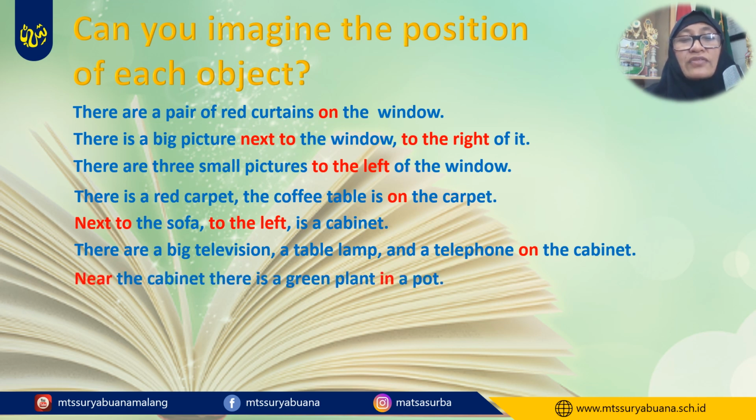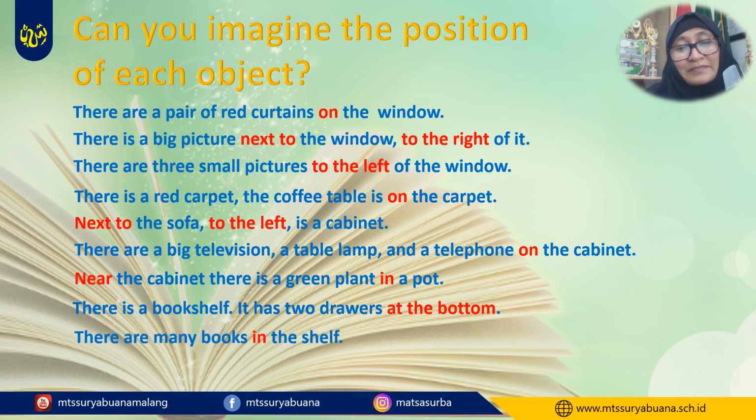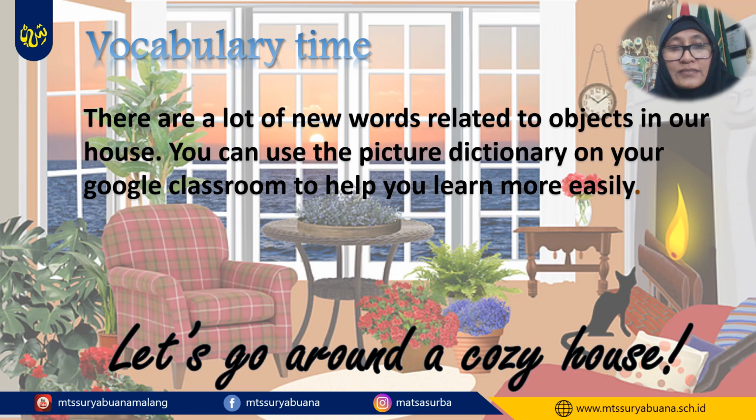Near the cabinet, there is a green plant in a pot. There is a bookshelf. It has 2 drawers at the bottom. There are many books in the shelf. There are 2 bags on the top shelf.